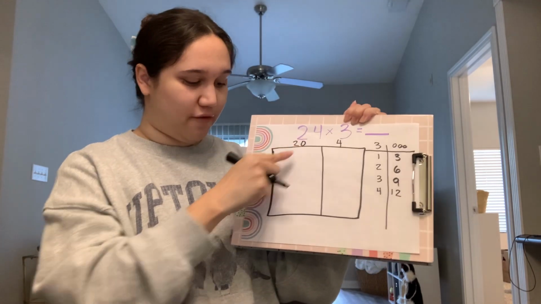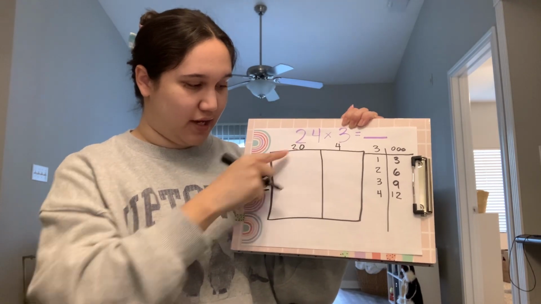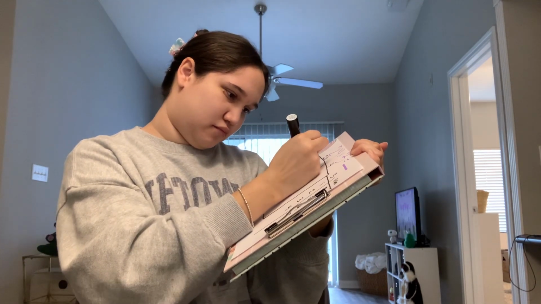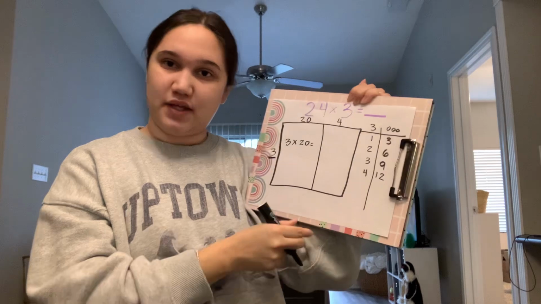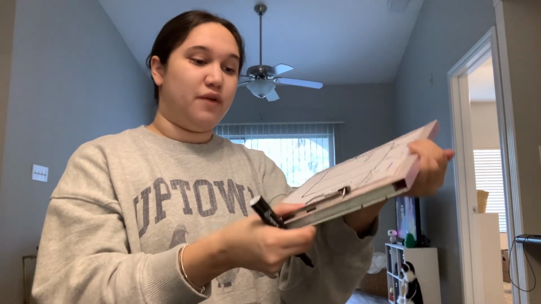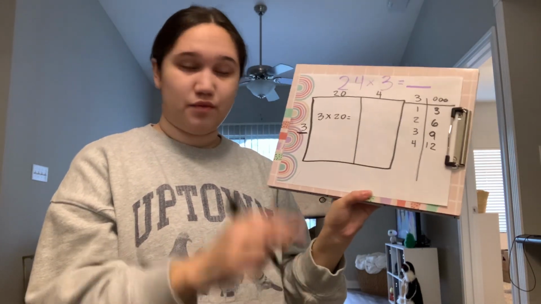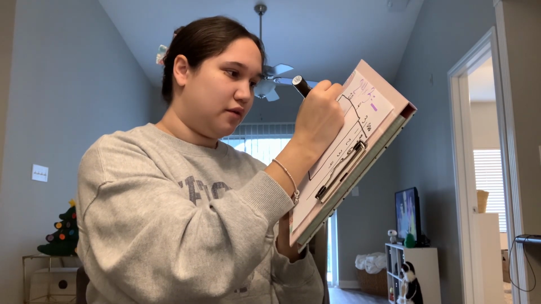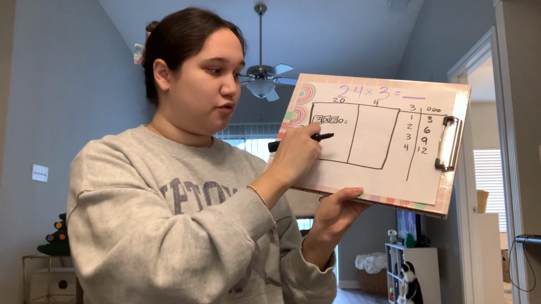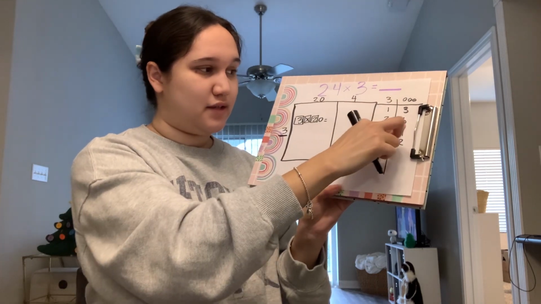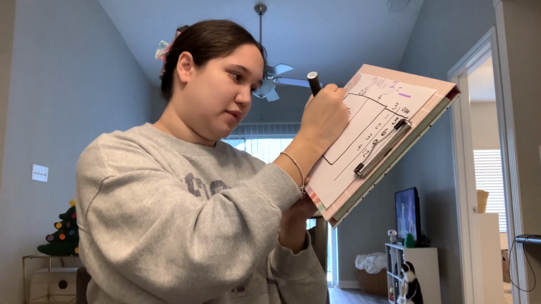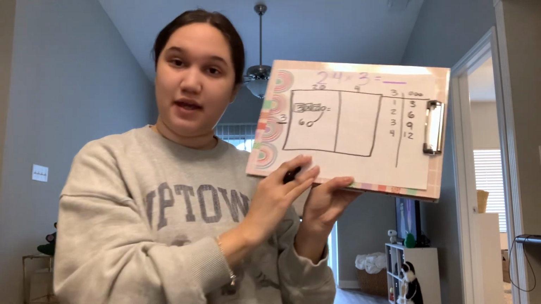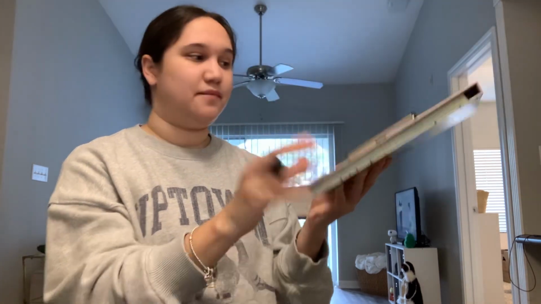So we're going to start off in this first box. 3 times 20. We've already learned our trailing zeros. So we would box in our numbers other than 0. So 3 times 2 is 6. And then we will add our trailing 0 at the end, which would be 60.